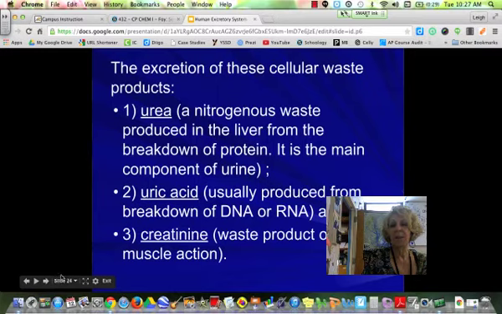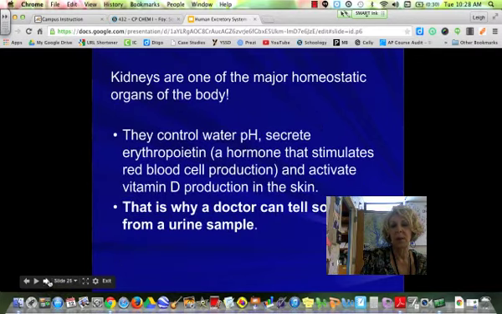So 3 of the basic waste products that our cells produce that we want to get out of the body because they are poisonous to our body is urea. Urea is a nitrogenous waste that our liver produces when we break down protein, and that's the major component of our urine. We have uric acid, which is a breakdown of DNA and RNA when our bodies break down DNA and RNA. And then we have creatinine, which is a waste product when our muscles work. And so those 3 waste products are the major waste products in our urine.